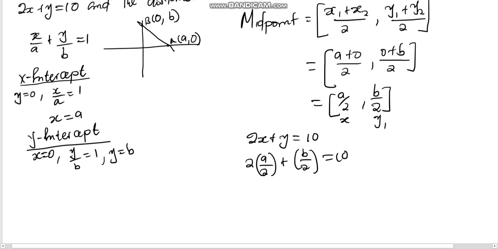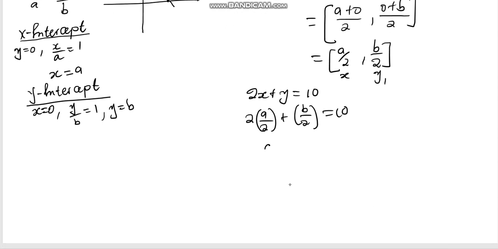So we go ahead and solve that part. So meaning that this will be (a + b)/2 is equal to 10. So to get rid of this fraction that we have here, we can just multiply throughout by 2. So we're going to have 2a + b is equal to 20, like this.